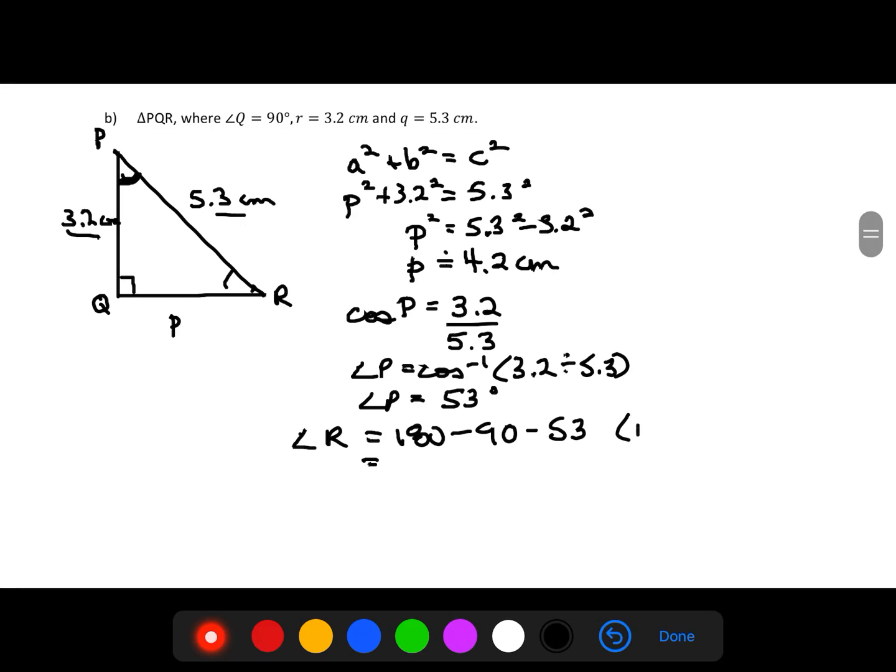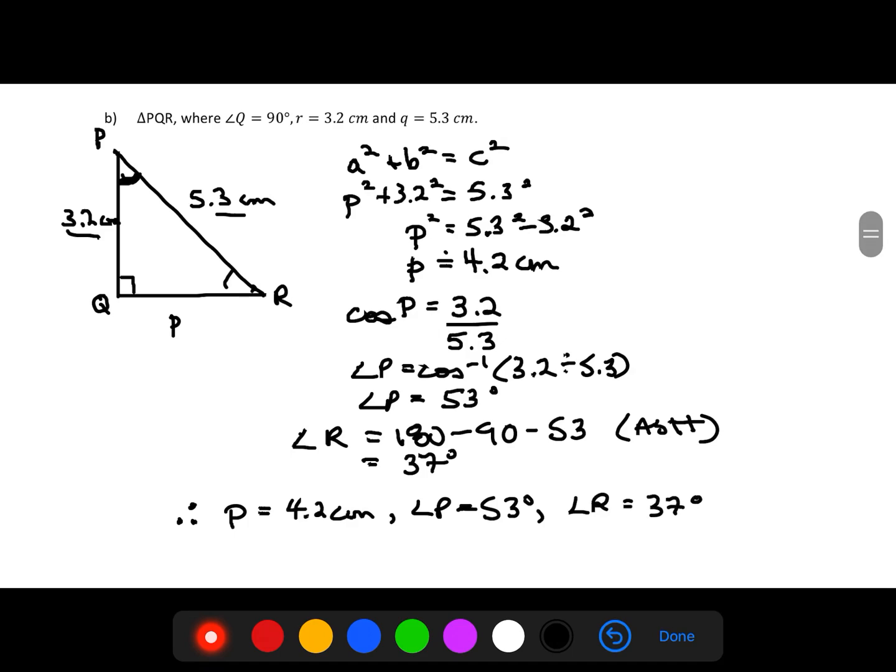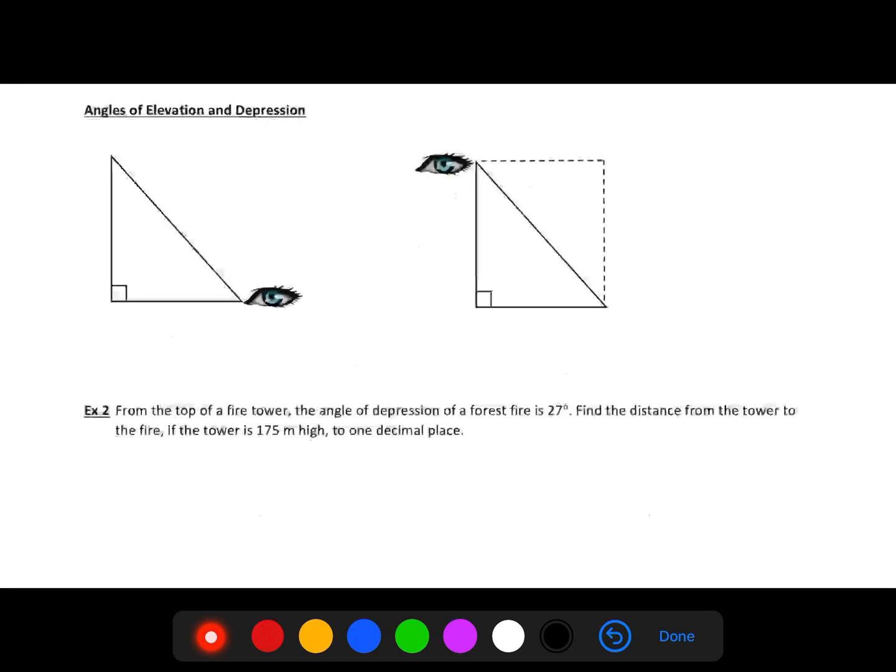And angle R then can be found by taking 180 minus our other two angles because of ASTT, which means that angle R has to be 37 degrees. And again, we're just going to sum up what we figured out here, putting it all together so that anybody taking a look at our solutions can see very quickly what we figured out here. Okay, so that's solving for our triangles, just finding everything that we don't know right now.